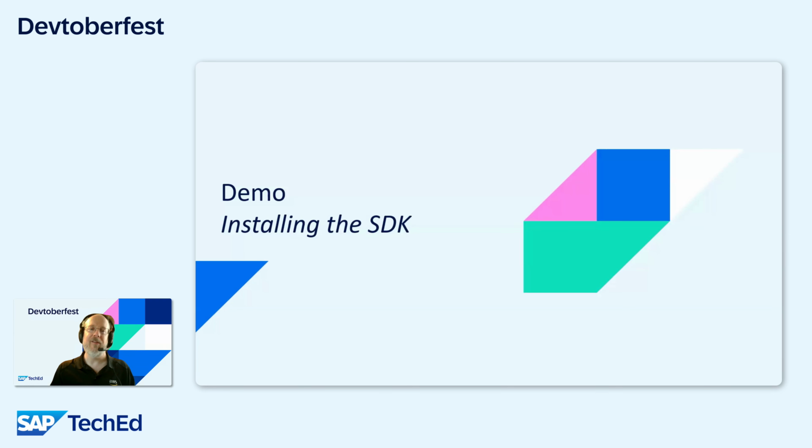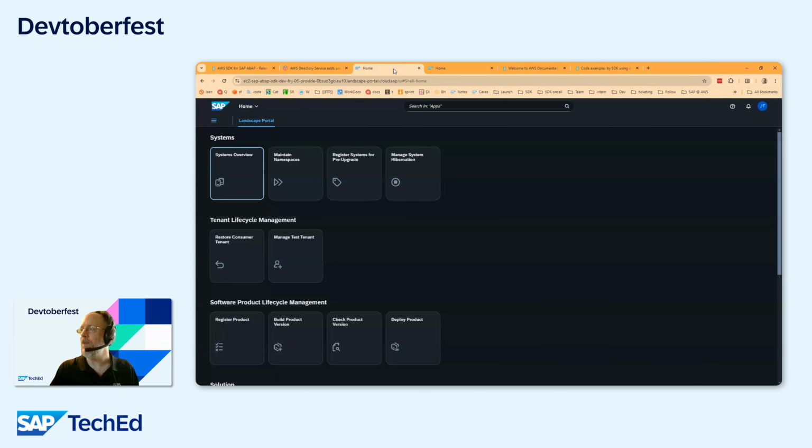Now let's move on to what it looks like to install the SDK in BTP ABAP. I'm going to pop over to my BTP ABAP system here. And first, I'm going to go to a tool called the Landscape Portal. This is not my BTP ABAP. This is my BTP Landscape Portal system.